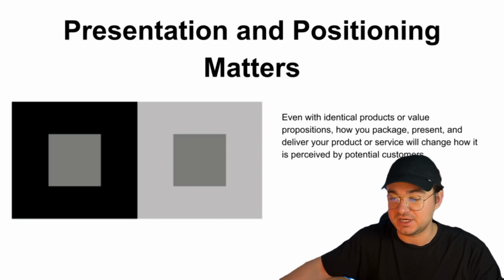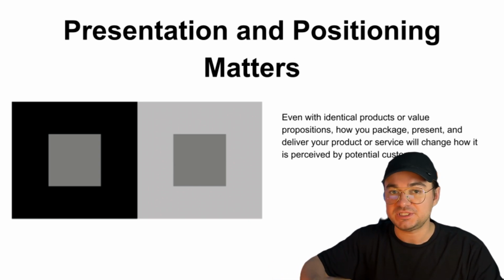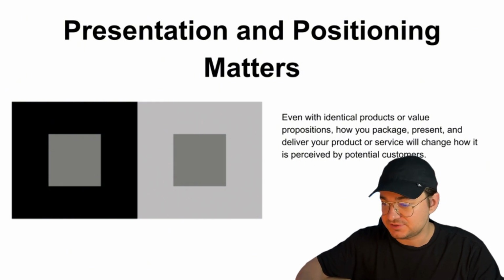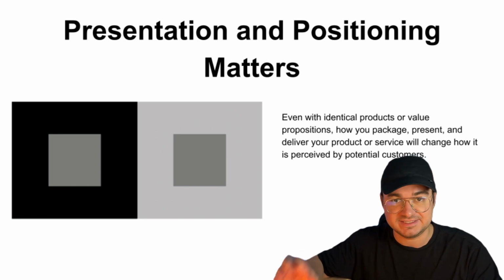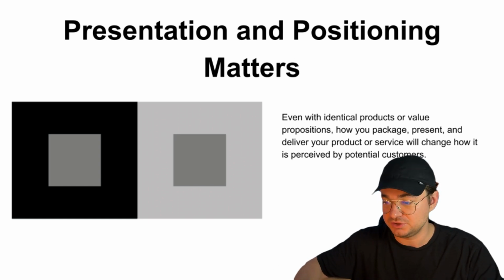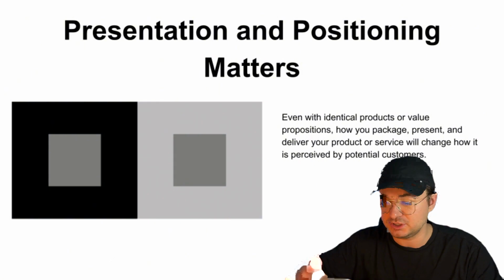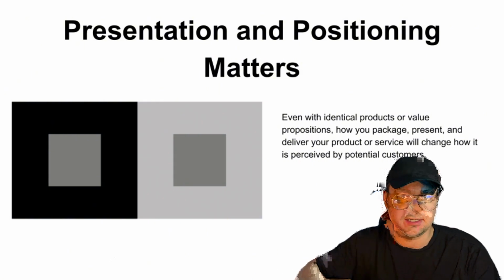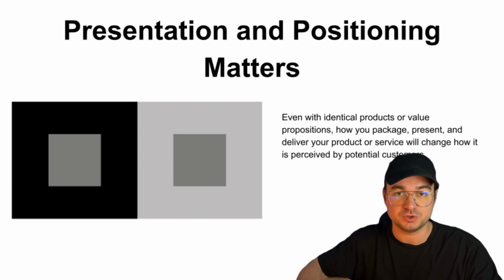Another thing to keep in mind is that essentially identical things presented differently will be perceived differently. For example, here we have two identical small gray squares placed on different backgrounds. Even though the small gray squares are exactly identical, the square on the darker background appears brighter, while the one on the lighter background seems darker. This illustrates a crucial marketing concept, which is even with identical products or value propositions, how you package, present, deliver your product or service will change how it is perceived by your potential customers.